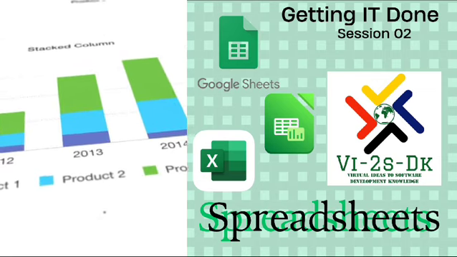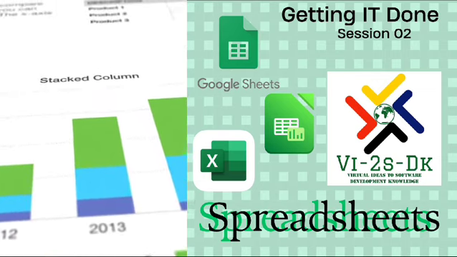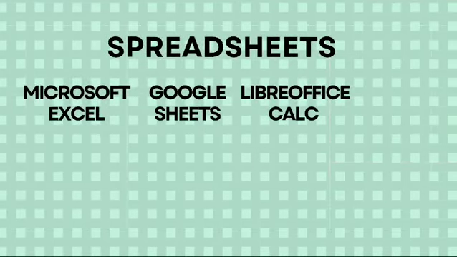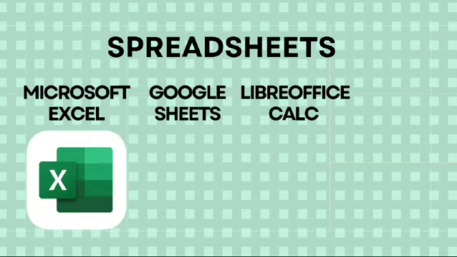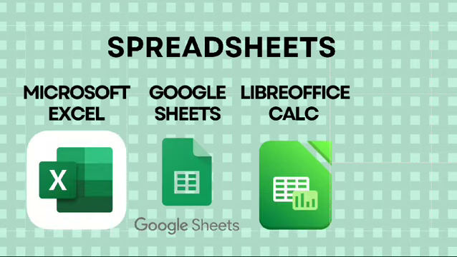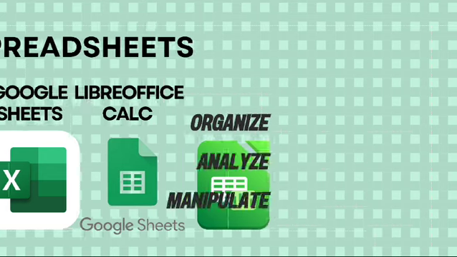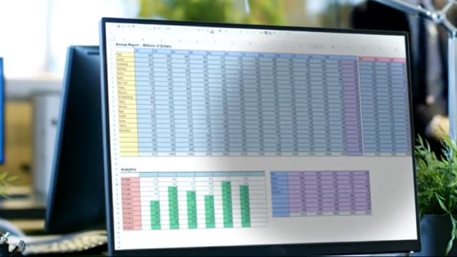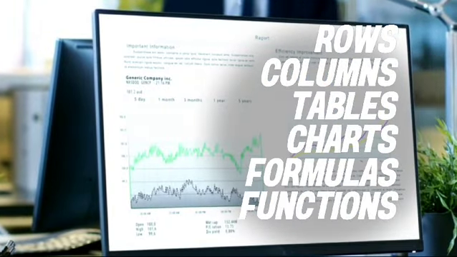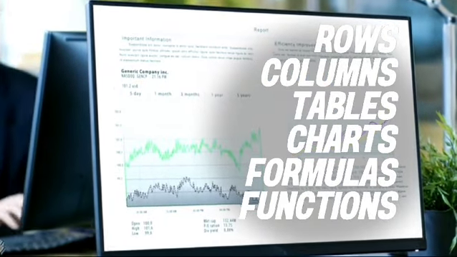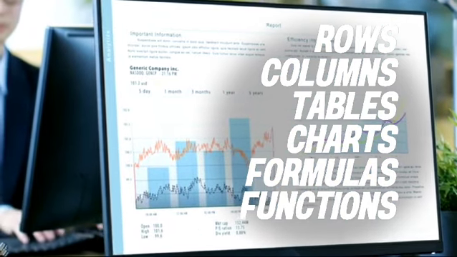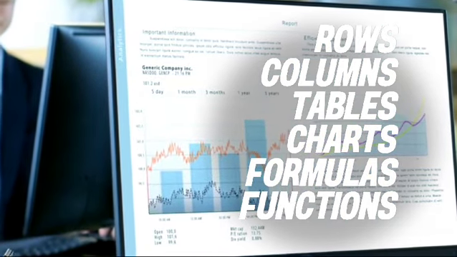Spreadsheets are software used to create budgets, track expenses, manage inventory, perform calculations, and many other things. Microsoft Excel, Google Sheets, and LibreOffice Calc are software found in productivity suites that help you organize, analyze, manipulate, and do a lot more with data efficiently in rows and columns. Their features include formulas, functions, charts, tables, pivot tables, and more.